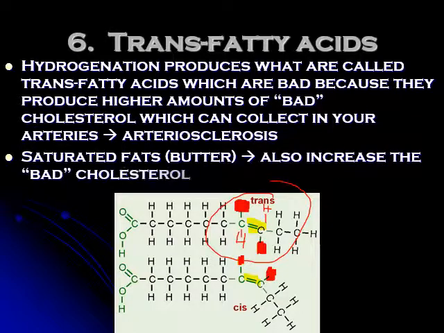So saturated fats like butter, however, also increase the bad cholesterol in some cases. So is it better to have a product with trans fatty acids or is it better to have the saturated fat with the butter? I would actually say go with the butter. The butter is going to be healthier for you.